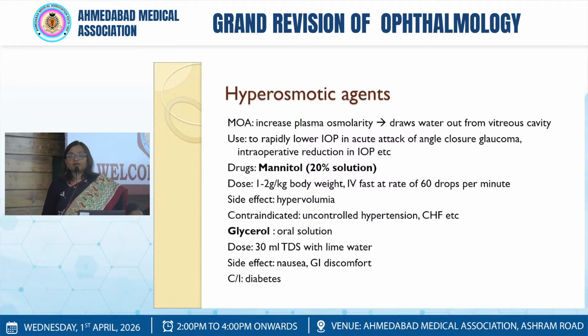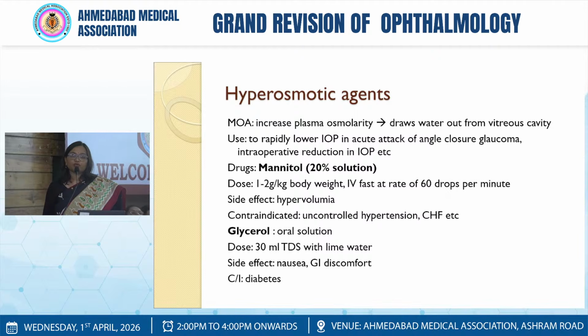The other systemic drugs which can be used for glaucoma are hyperosmotic agents. These increase the plasma osmolarity, which ultimately draws water out from the vitreous cavity, thereby causing shrinkage of the vitreous volume and a decrease in the IOP. It is most commonly used as an immediate treatment for patients with acute attack of angle closure glaucoma. Secondarily, if there is an intraoperative raised IOP, we can also use these as intraoperative measures to decrease the intraocular pressure.